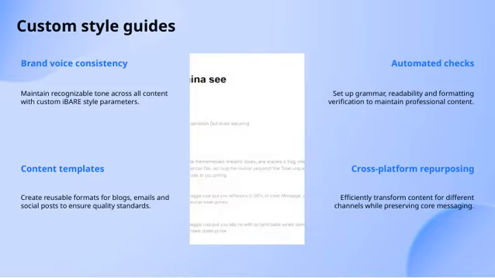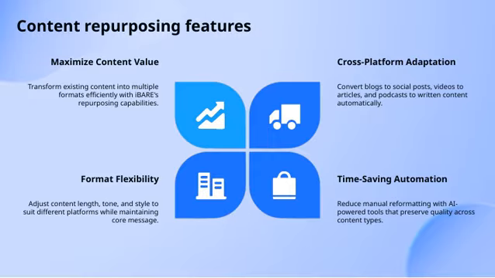Finally, cross-platform repurposing is about flexibility. It allows us to transform a piece of content for different channels, like turning a blog into a social post, without losing the core message. This approach maximizes our reach and keeps our brand voice uniform across all platforms. Together, these tools and strategies help us deliver a cohesive, professional brand experience, no matter where or how our audience engages with us.